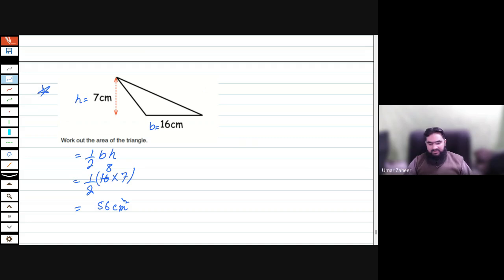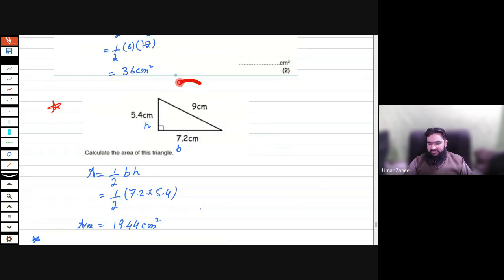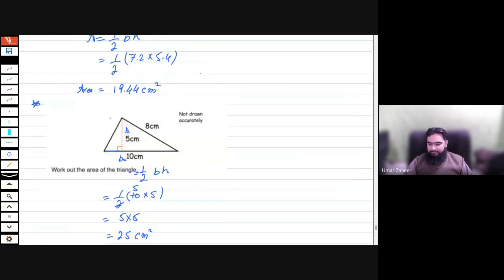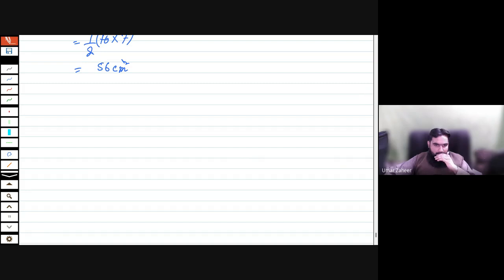I just discussed the different shapes that you are going to get in the exam. You will get this type of shape in which you have to find the base and the height. The shape can look like this, or it can be a very simple one, a simple right angle triangle. Now we have to go for the next question.